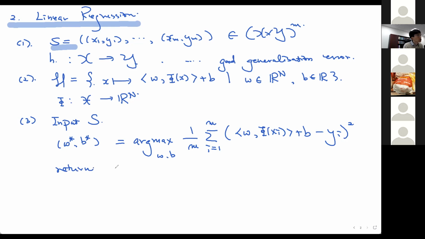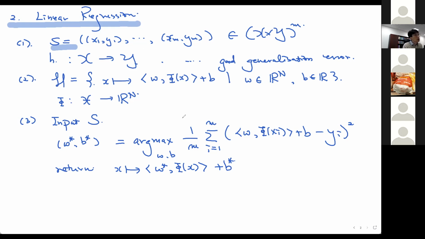either w star, b star directly, or you can return a function that takes input x and computes the quantity that I just wrote on the right hand side. So that's how linear regression works.